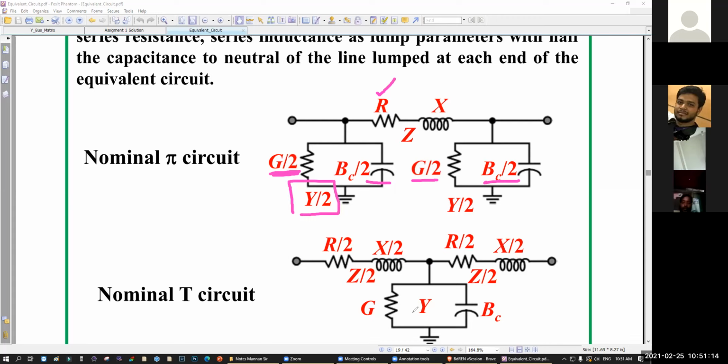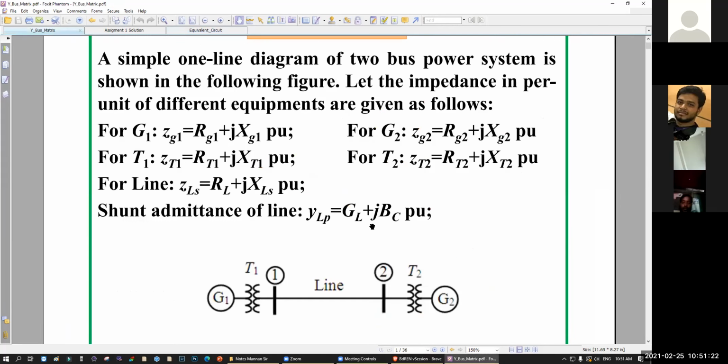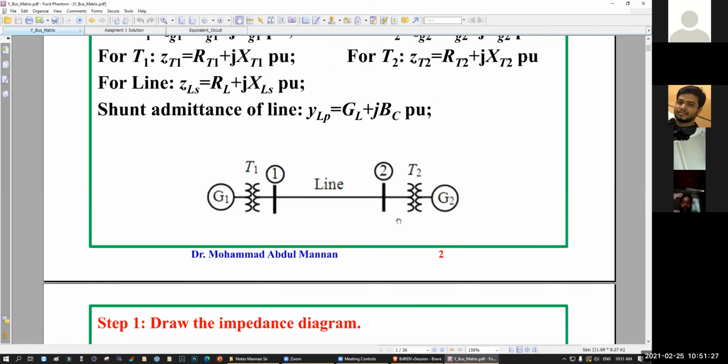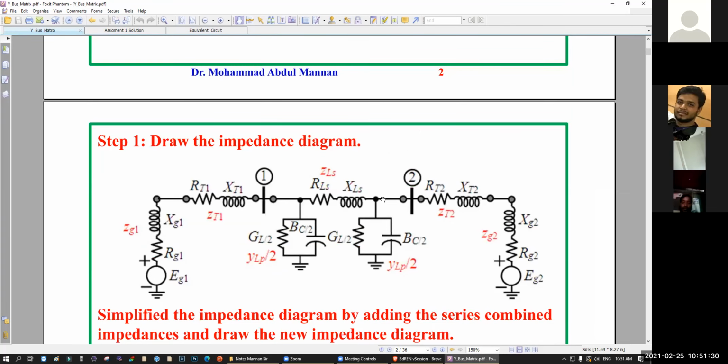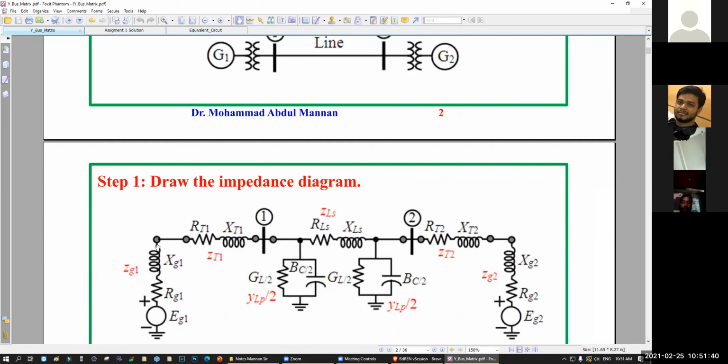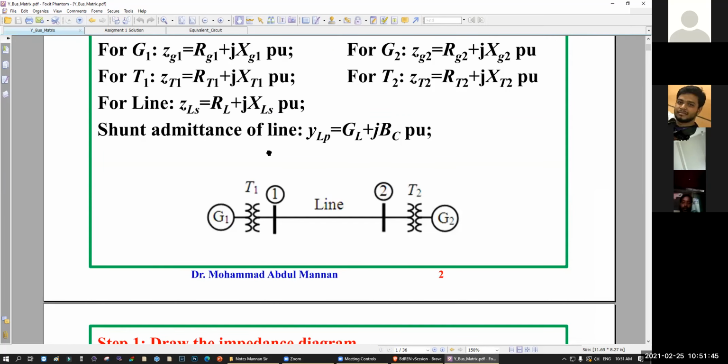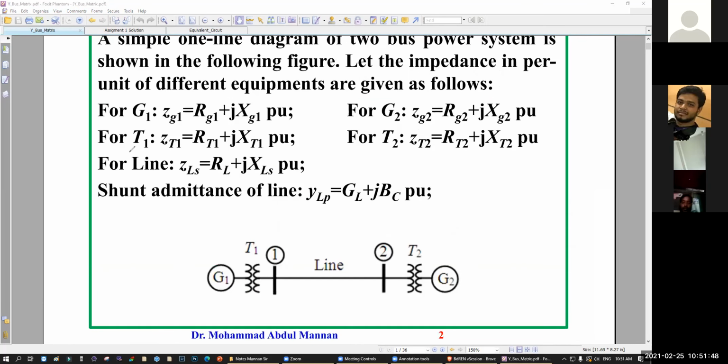Now if you use the T model, the admittance will not be half, it will be equal. Whatever you have, you will write there. Let's go there. This is GL plus jBC. That is the shunt admittance. Now if you draw the impedance diagram, that means the detailed impedance diagram, this is your generator, resistance, reactance. That is your transformer. Transformer has one resistance, one reactance. Here they didn't give the shunt admittance for your transformer, right? So you will write it like this.